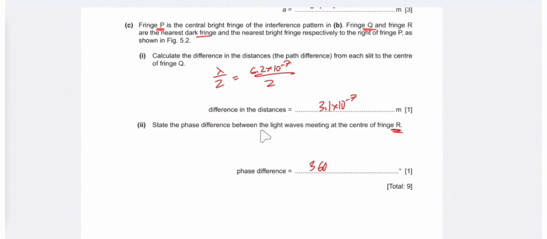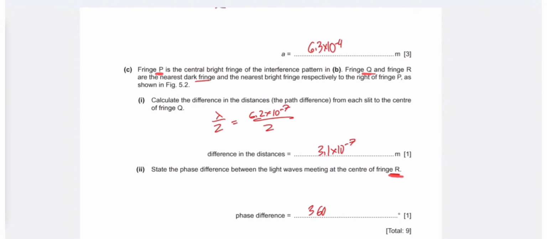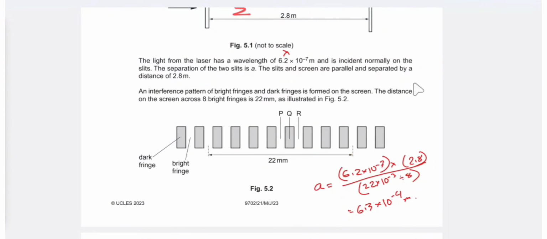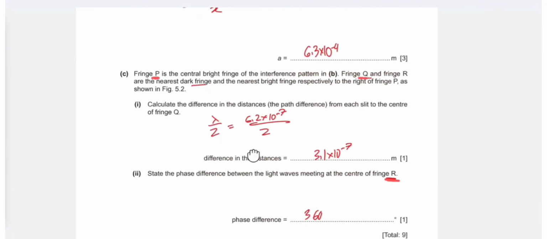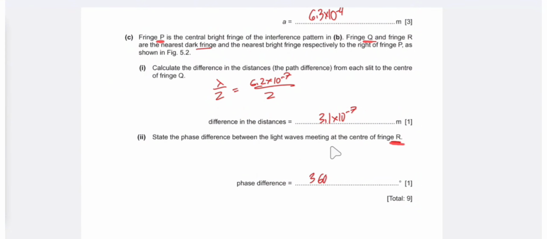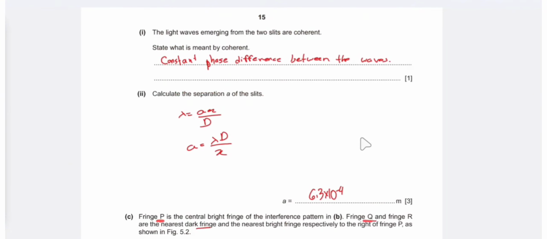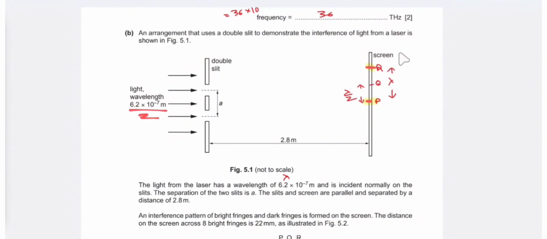State the phase difference between the light waves meeting at the center of fringe R. So what is the value of phase difference? First of all, we need to find the phase difference of the light meeting at the center of R. So R is bright and P is bright.